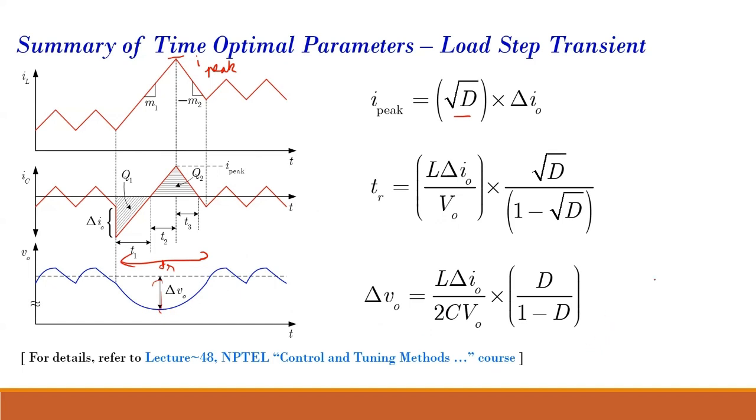This is for a load step transient. The load was initially operating at this point, and now it is stepped to this point. This is how the waveforms look, and based on some analytical calculations shown in the lectures, these parameters have been defined. We want the recovery time to be less, peak current to be less, voltage undershoot to also be less, but they are determined by these equations.